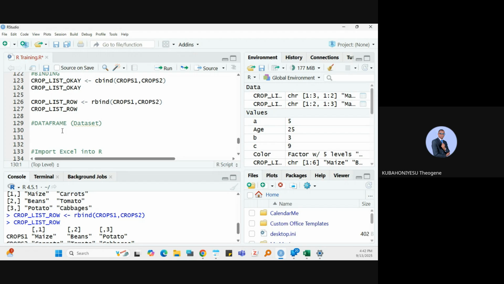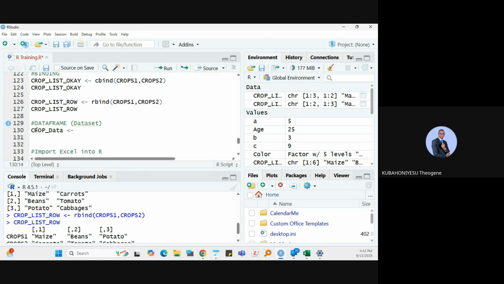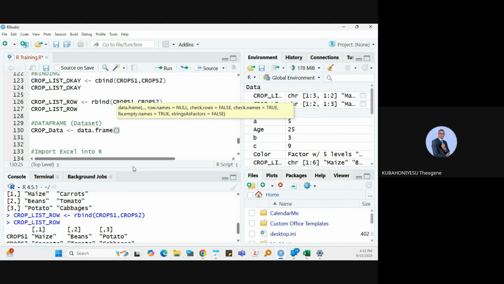What is a data frame? A data frame, as I said, is a tabular form of the data having different structured columns. Like we are seeing there, but that's not a data frame until we change it to be a data frame. Let's say for example we have clock data, and we assign it to be a data frame. When we say data frame, it means I'm converting that into a data set. You get what I mean?